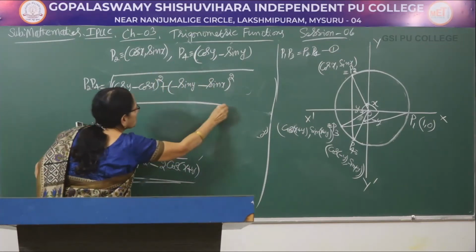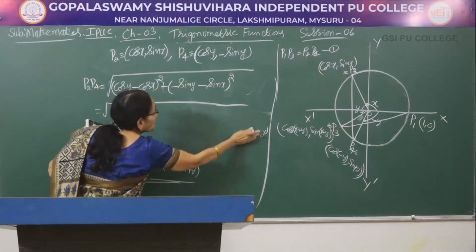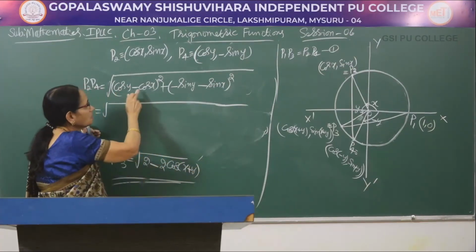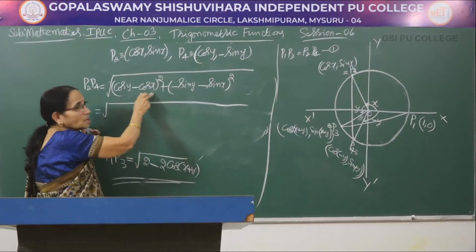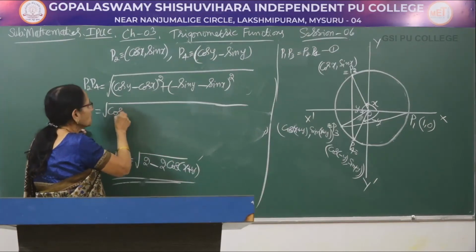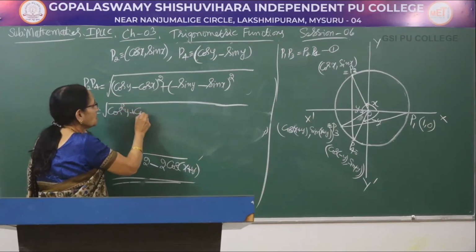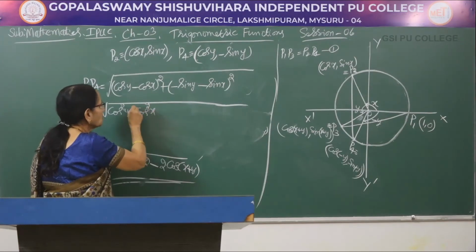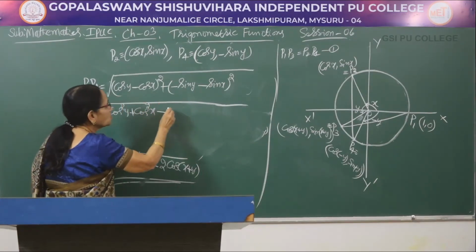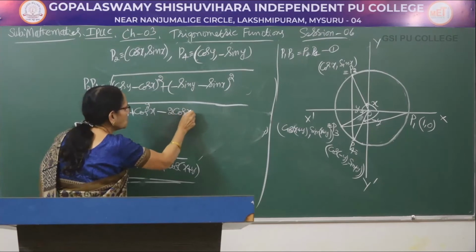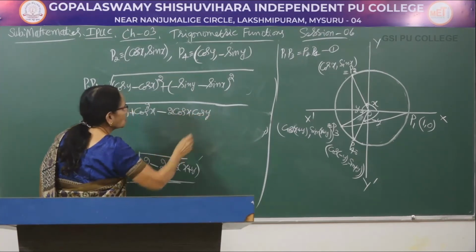Again, I am using the distance formula x2 minus x1 whole square plus y2 minus y1 the whole square. Now, you observe that it is again an algebraic formula I am using. a minus b whole square, a square plus b square minus 2 into a into b, cos x into cos y.